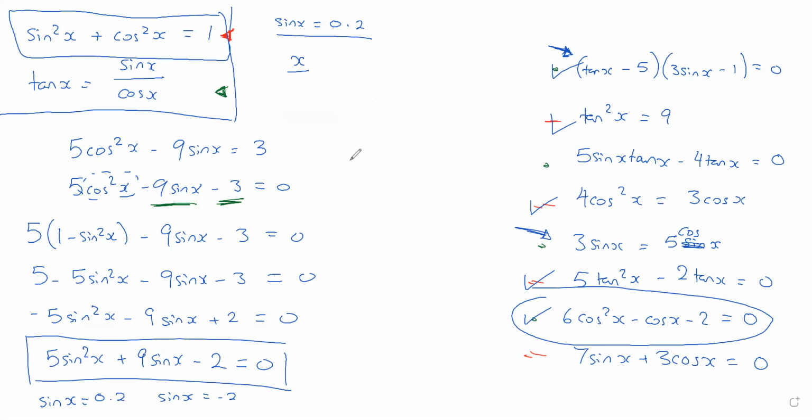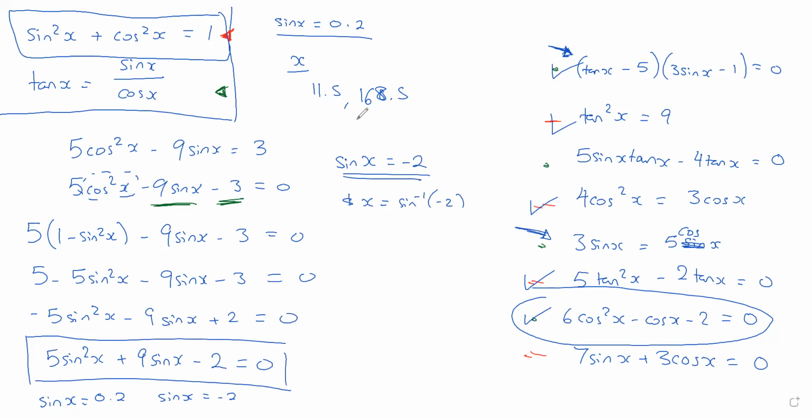If you do shift sine 0.2, the first answer is 11.5, since we're doing between 0 and 360. The second answer is figured out using symmetry, 180 minus that, 168.5. So you've got two answers. Now let's have a look at sine x equals -2. I'm guessing you go for x equals sine inverse of -2. Try that and let's see what you get.